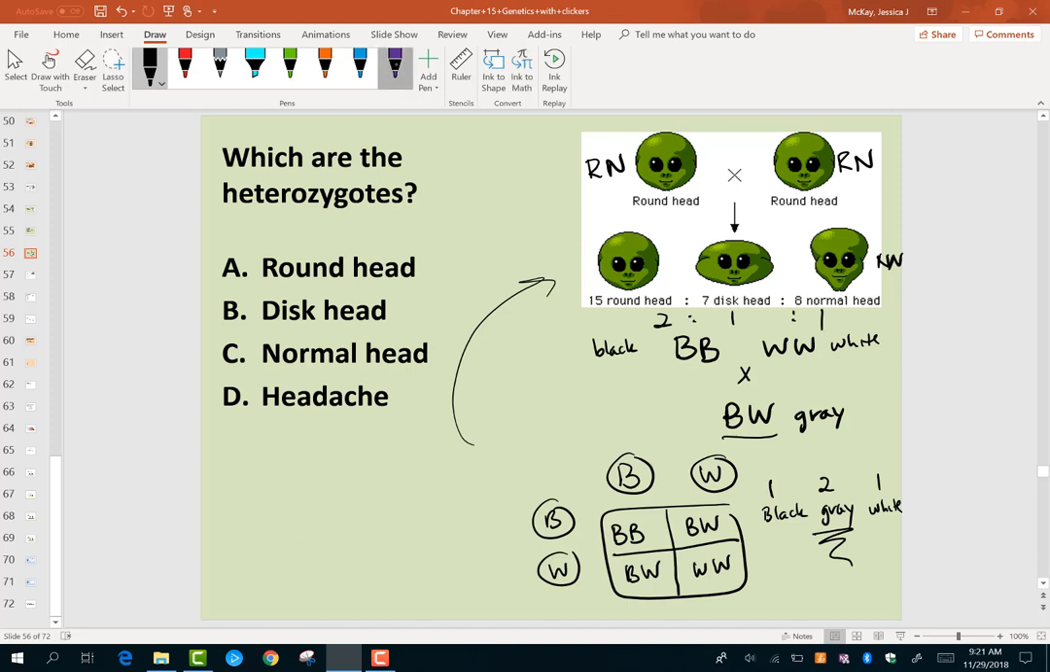Do you see that? So round is the heterozygous. Disc, I used bad letters, would be homozygous R, and normal would be homozygous N. So, which are the heterozygotes? The round head or a headache.